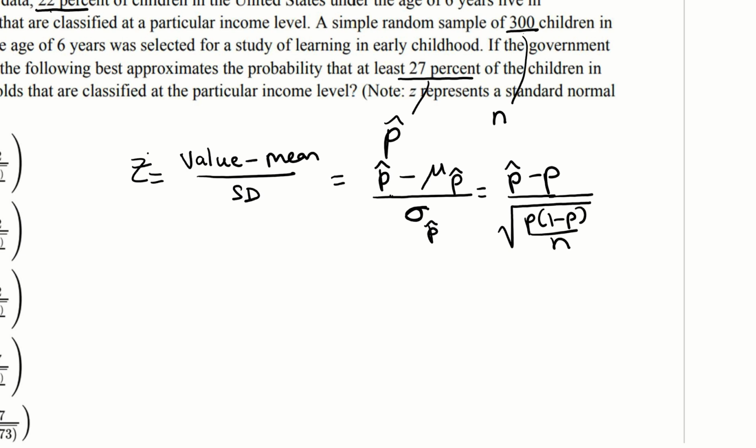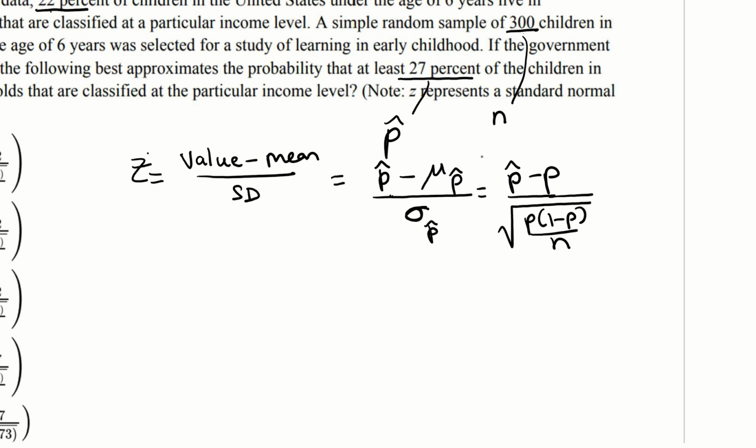Again, super duper important. If you know what P is, then you're going to use P here. If you do not know what P is, like for example in confidence intervals, you're going to be using the standard error here, right? So you just have to be super duper careful when it comes to these kinds of things. Since you know P, you use P.